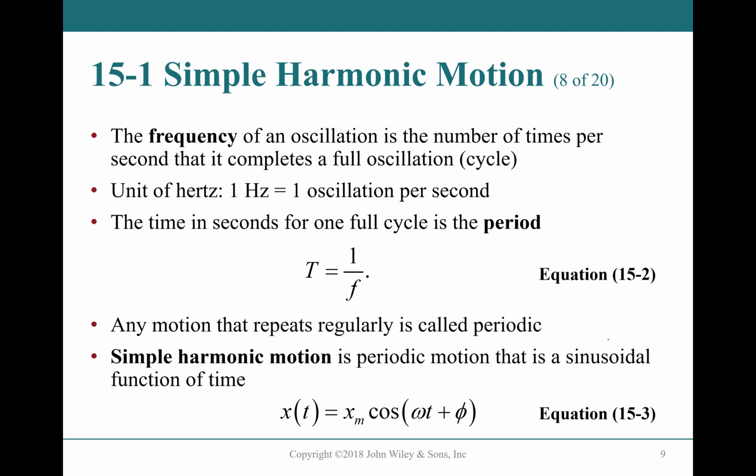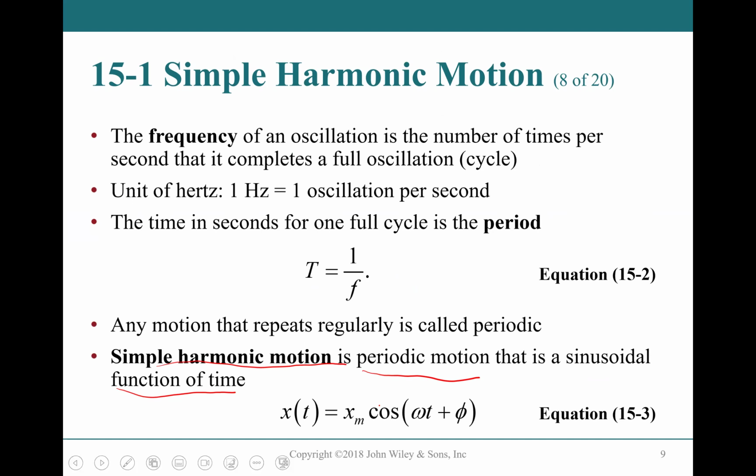So let's see the definition for simple harmonic motion first, and then we are going to analyze how to describe the motion. So see here, simple harmonic motion is a periodic motion that is a sinusoidal function of time, and the amplitude is not changing, okay?